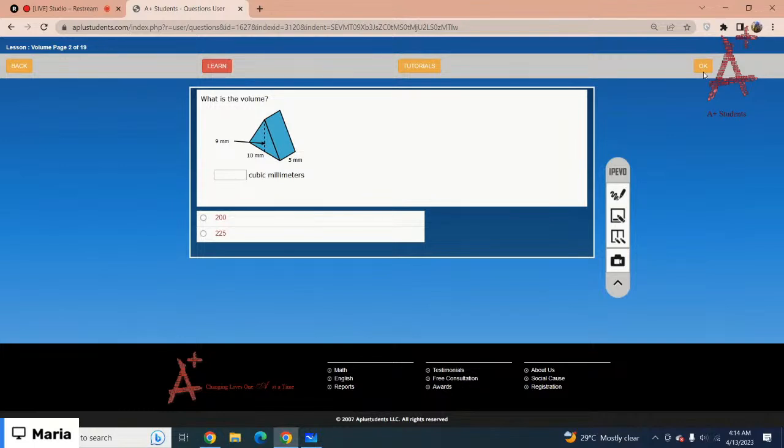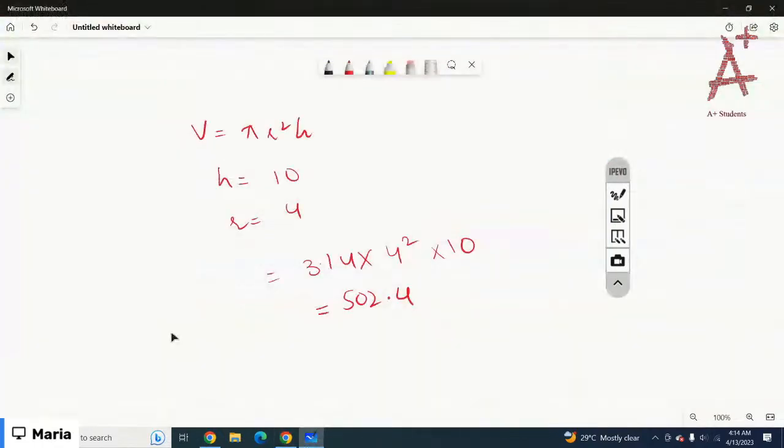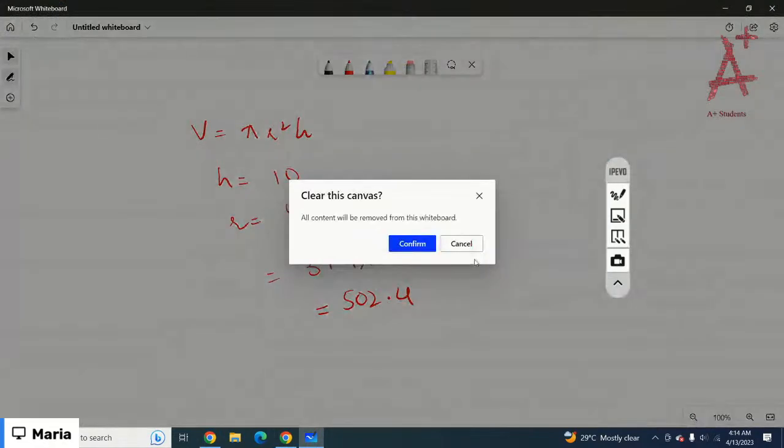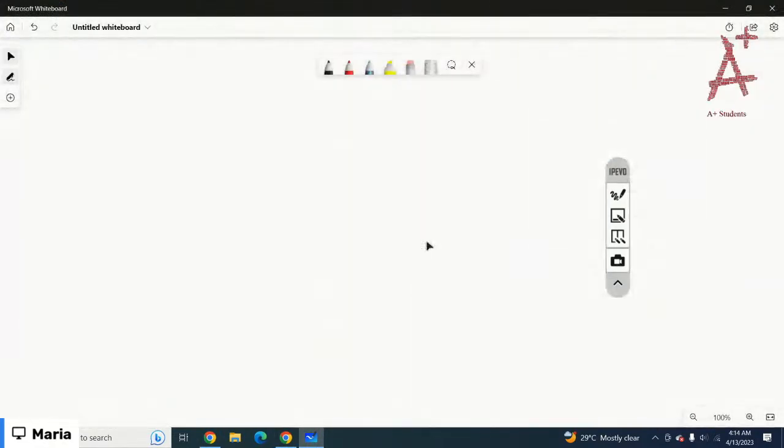What is the volume? You have to calculate the volume. So that would be a triangular prism. The formula to calculate the volume of the triangular prism is V equals half times base times height times length. Got it? Just put in all the values.